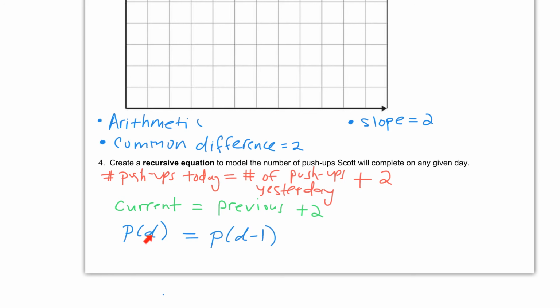So this is the day that we're looking at. d minus 1 would be the day before. Okay, and then what we want to do to that is we just want to add 2. So this final one here, this is our function notation of our recursive formula. The other one is our words, writing it in words.